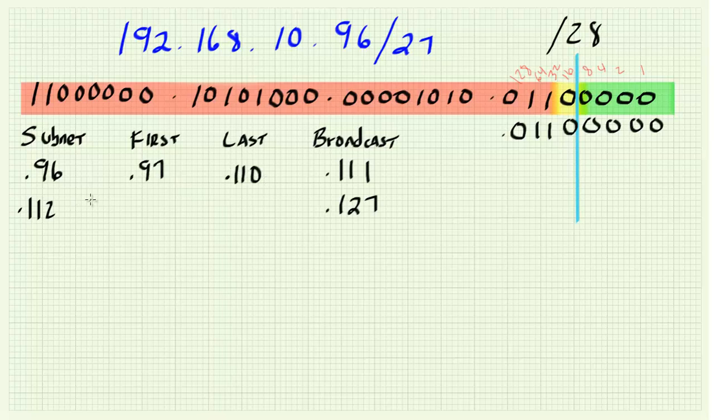The first and last host for the second subnet is going to be the subnet of 112 plus 1, which is 113. That's the first valid host in the second subnet, and the last valid host is going to be the broadcast .127 minus 1, .126. So there we have the subnet first, last, and broadcast addresses for the two subnets that we get when we take 192.168.10.96/27 and subnet it further into a /28.